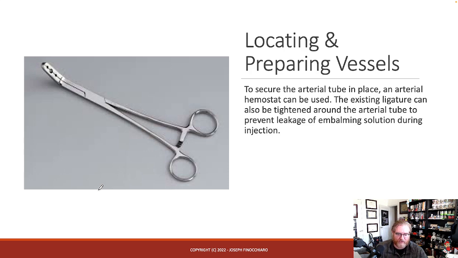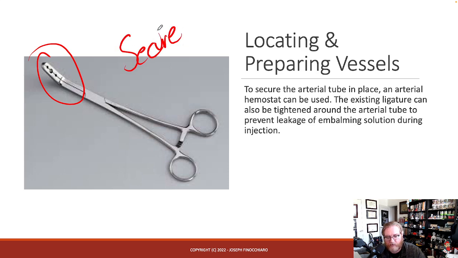Locating and preparing vessels. To secure the arterial tube in place, an arterial hemostat can be used. The existing ligature can also be tightened around the arterial tube to prevent leakage of embalming solution during the injection. What's important to understand, and there's a couple different types of these, but they all share the holes in the tip, is this is used to secure your arterial tube. The ligature is intended to serve as a gasket, as an O-ring. So once you are clamped, you'll then tie down your ligature so that as pressure builds, it will hit the O-ring and not blow back through any gaps or spaces, thus losing pressure.